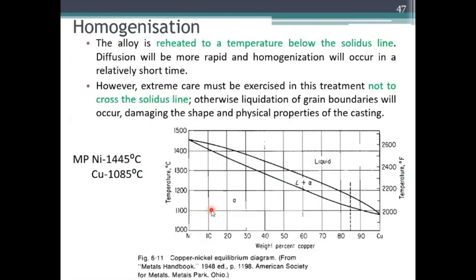Now if you see here, this is another example of nickel copper only, same example. The alloy is reheated below a suitable solidus line. Since it is reheated, the diffusion will be comparatively homogeneous and it will also be rapid. So the liquidus line and the solidus line, that boundary should be deciding the shape and the properties of the system.